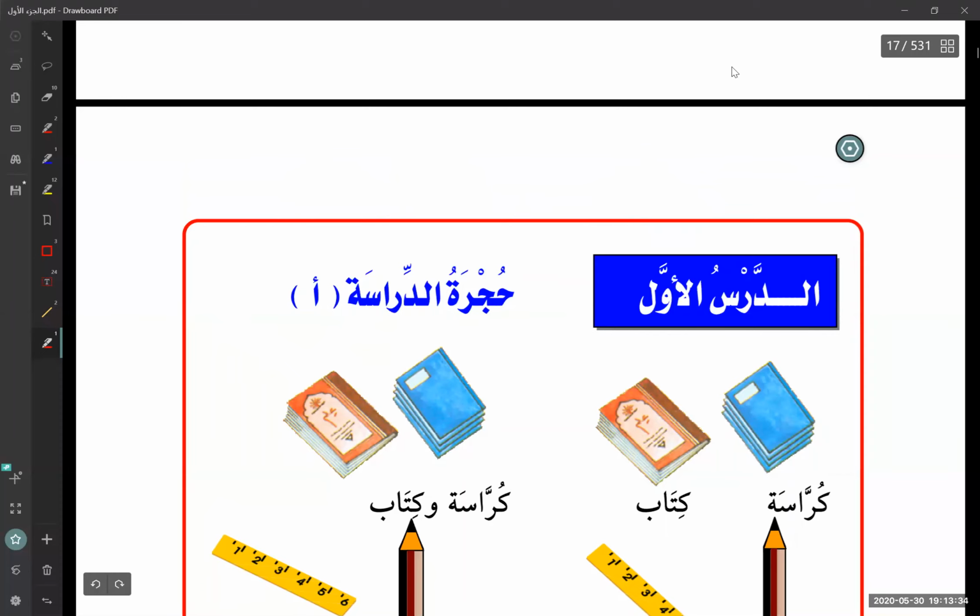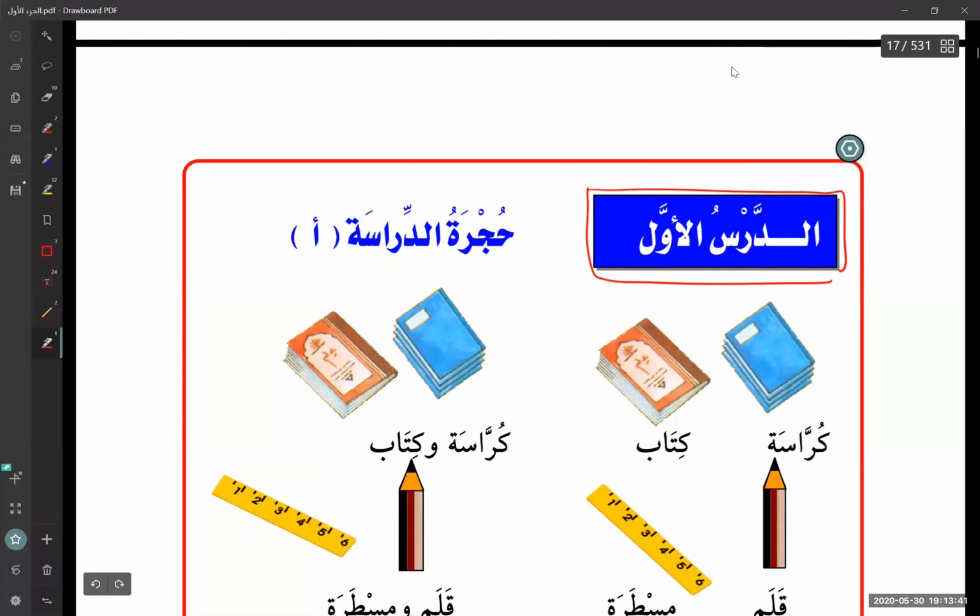So we're starting with Ad-Darsul Awwal. Ad-Darsul Awwal means the first lesson. And the title of the lesson is Hujratud Dirasa. What does Hujratud Dirasa mean? Hujra means a room. And Ad-Dirasa means study. The study room. So it's talking about the study room.